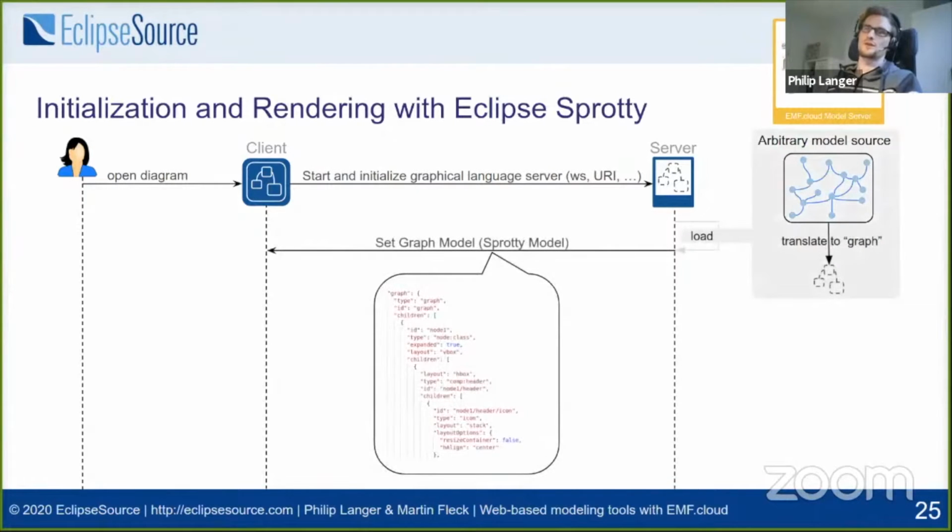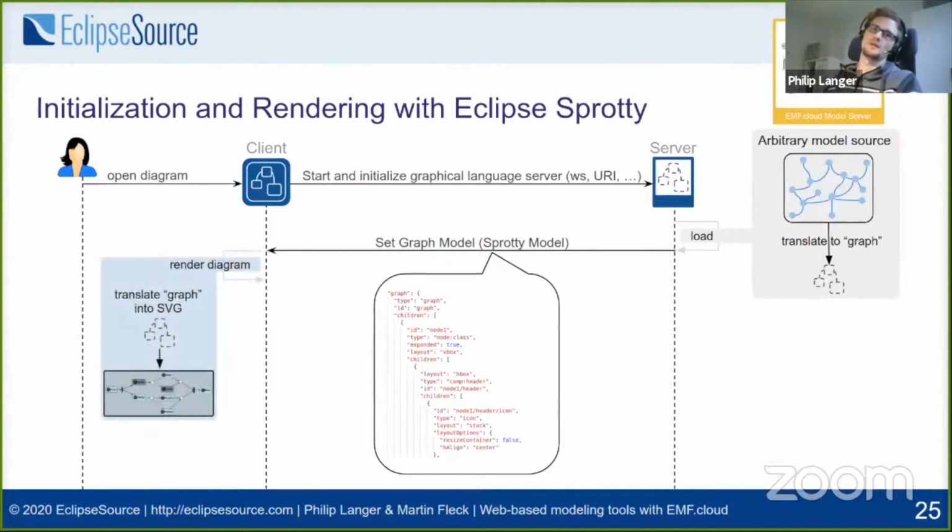The language server would then load from an arbitrary model source. It can be a model server as mentioned before, but it can be an arbitrary model source, an EMF model, or also JSON, whatever you like, and translate this into the S model that Jan mentioned before, which would then be sent back to the client. And then based on Sprotty, this S model would then be rendered, which means translated into SVG and then rendered in the browser.